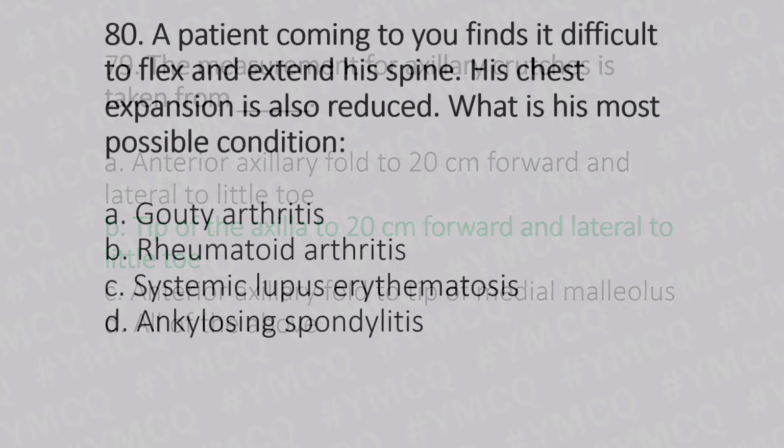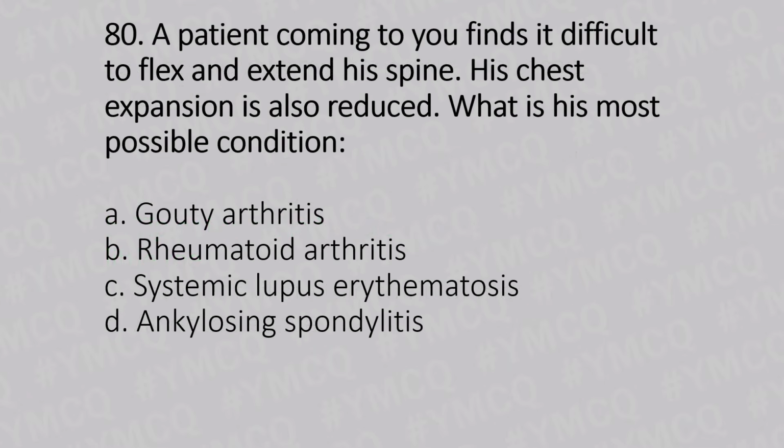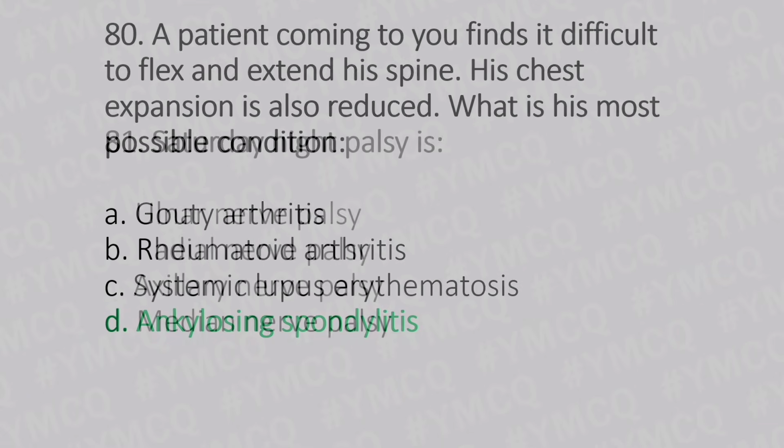Moving to our 80th question. A patient coming to you finds it difficult to flex and extend his spine. His chest expansion is also reduced. What is the most plausible condition? Option A, gouty arthritis. Option B, rheumatoid arthritis. Option C, systemic lupus erythematosus. Option D, ankylosing spondylitis. And the answer is option D, ankylosing spondylitis.